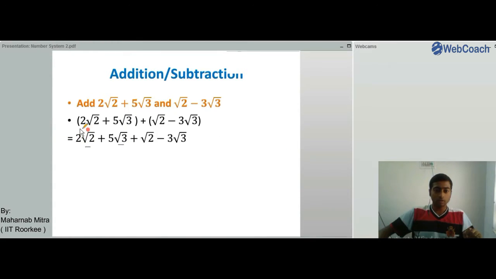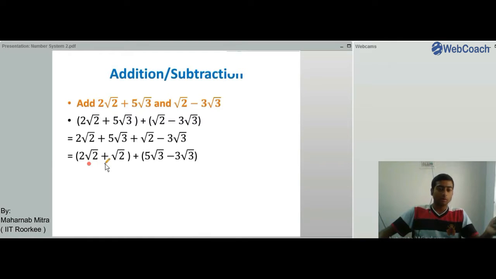Okay, so here what are the square root of 2 terms? This one is a square root 2 term, and this one is a square root 2 term, right? Now we should club these two together, and this one is a square root 3 term, this one is a square root 3 term, right? And we should club these two together as well. So finally we have clubbed them.